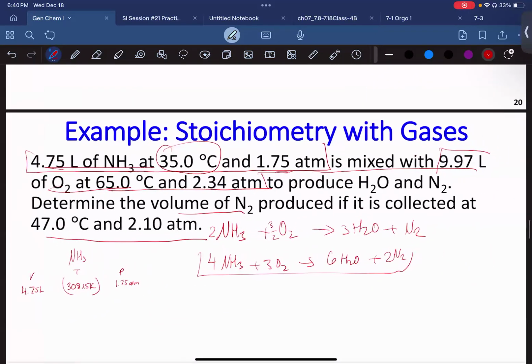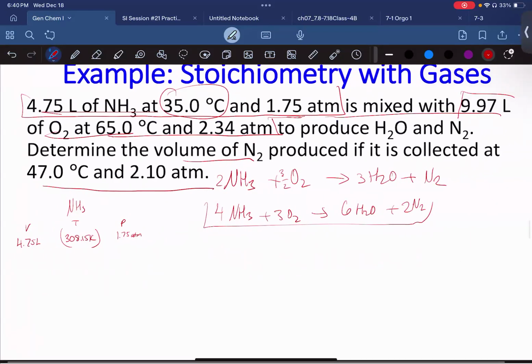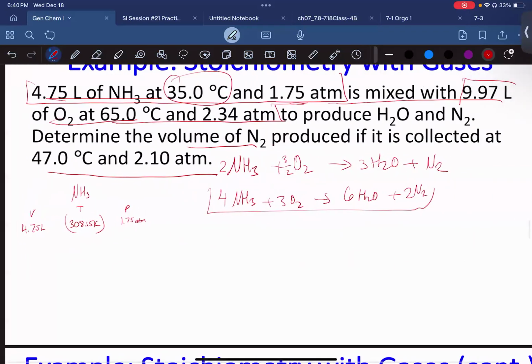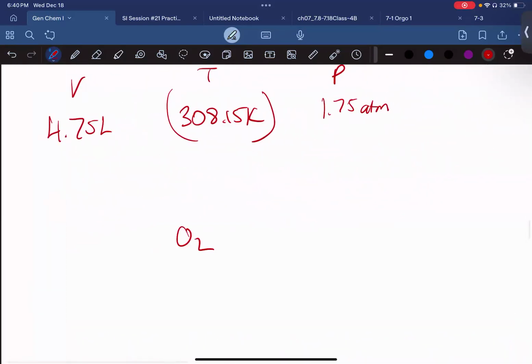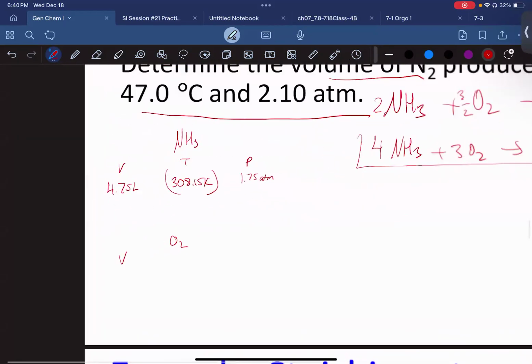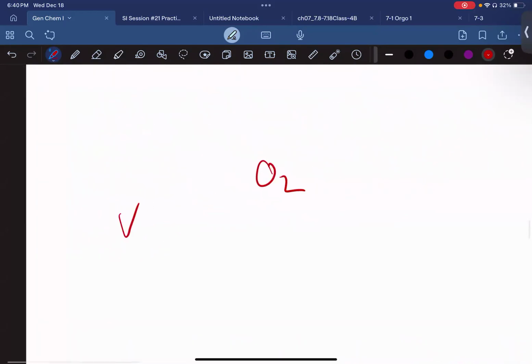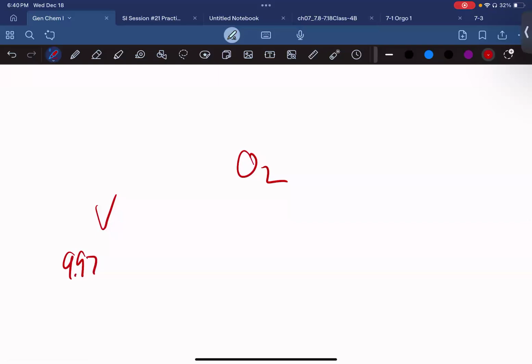I'm just showing all these steps in case you guys completely forgot, but on the test I would normally go straight to the mathematical problem. So now we go to O2. The volume is 9.97 liters.